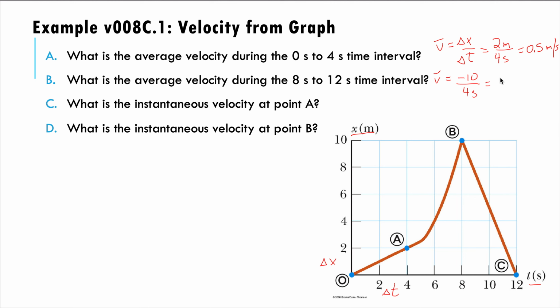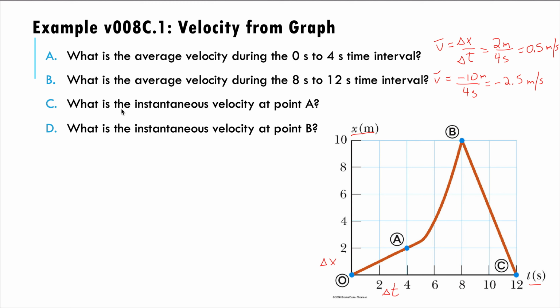So that means that the average velocity from 8 seconds to 12 seconds is negative 2.5 meters per second. As we see, this is a negative velocity because we're traveling from 10 meters down to 0 meters. So that is a velocity to the left.